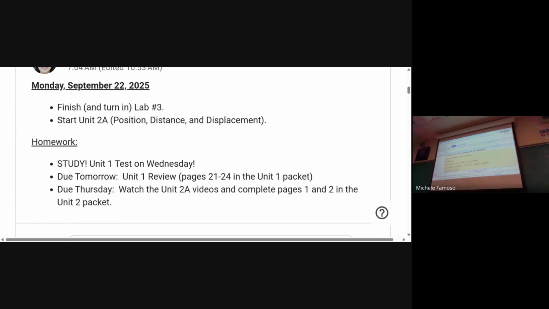Again, once your lab is done, I need you to put away your Chromebook, pack it up. That is your signal to me that you are done with the lab, and I can then move on to start Unit 2 with you. And for Unit 2, you're going to need a notebook, pencil, calculator, and your reference table.